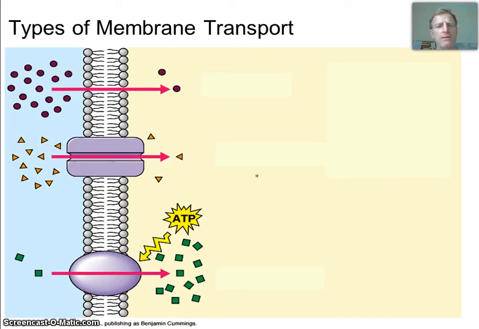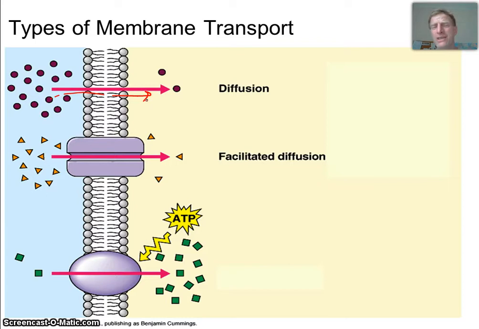So let's talk about some of the ways that things can move into and out of cells. We talked about how oxygen, carbon dioxide, non-charged small molecules can pass through the membrane, and they'll always pass from high concentration to low concentration, like is going on right here, and that's called diffusion, diffusion across the membrane. Okay, a specific type of diffusion where proteins allow things to pass through that usually can't pass through is called facilitated diffusion.